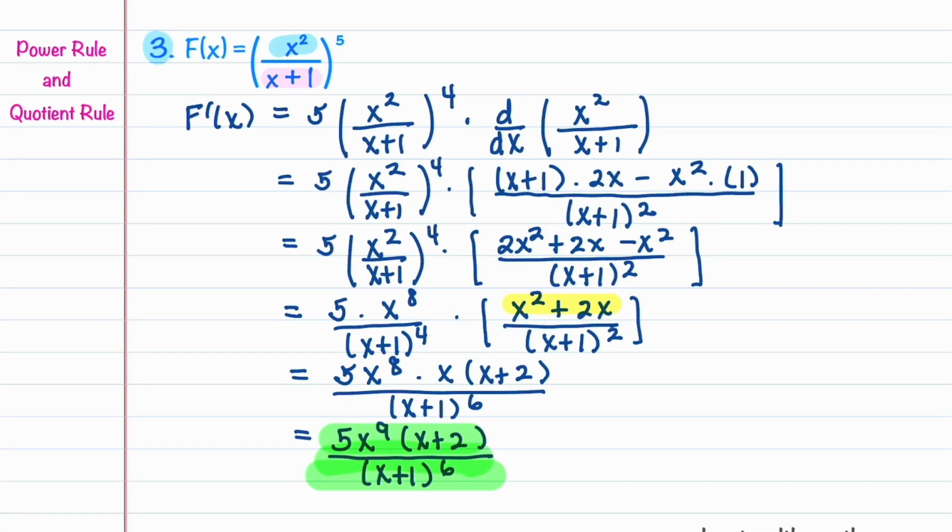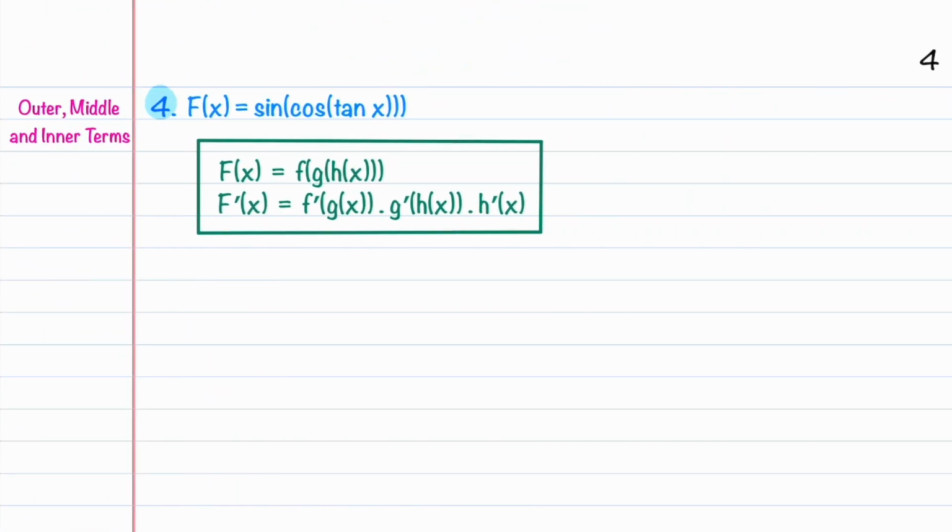Hang with me. We have one more to do, and it's different because it involves trig functions, and it also has an inner, middle, and outer term. Here's our fourth example. We are going to take the derivative of sine of cosine of tangent x. Since this function has an inner term, a middle term, and an outer term, I went ahead and wrote down the formula for our derivative. It is going to be the derivative of the outside function times the derivative of the middle function times the derivative of the inside function.